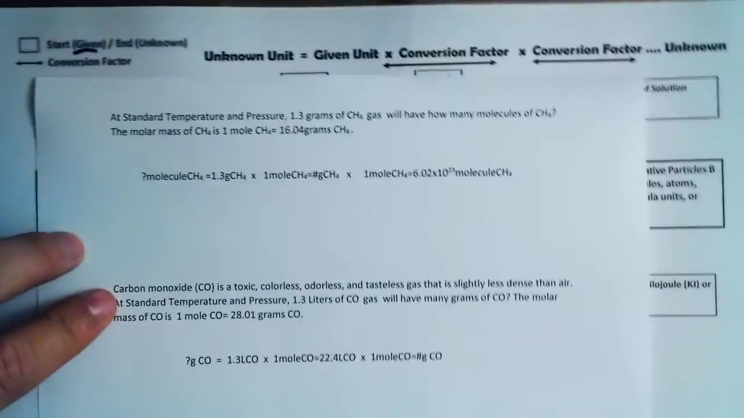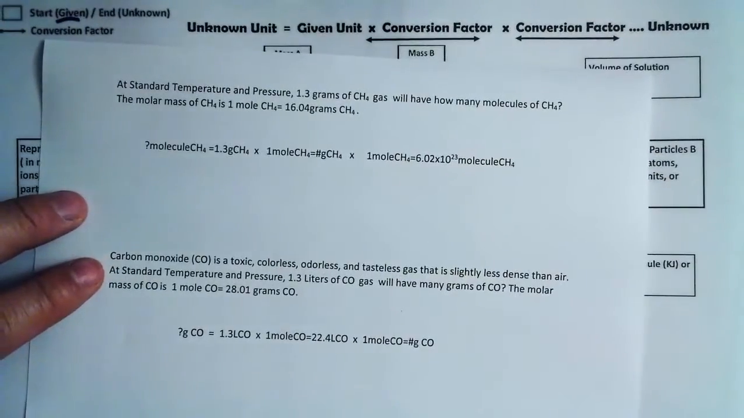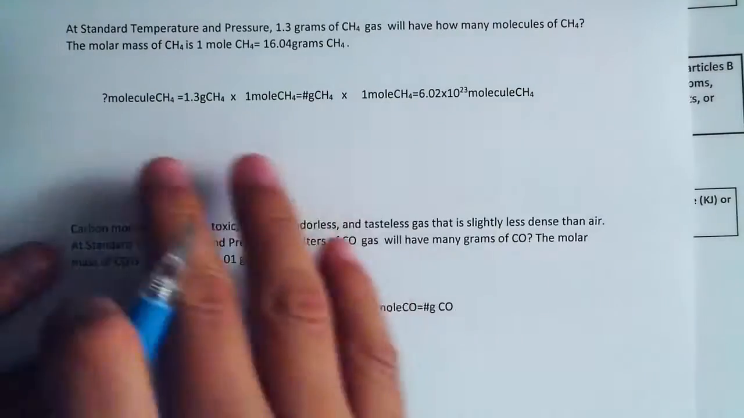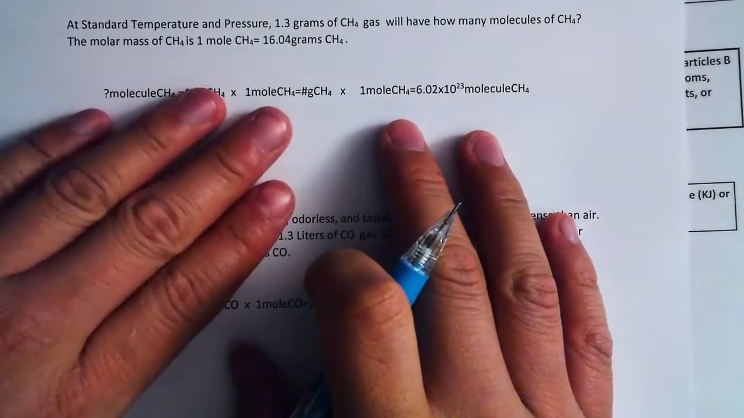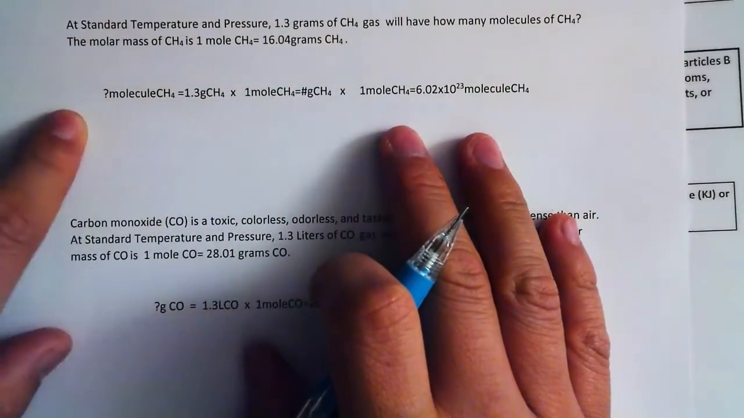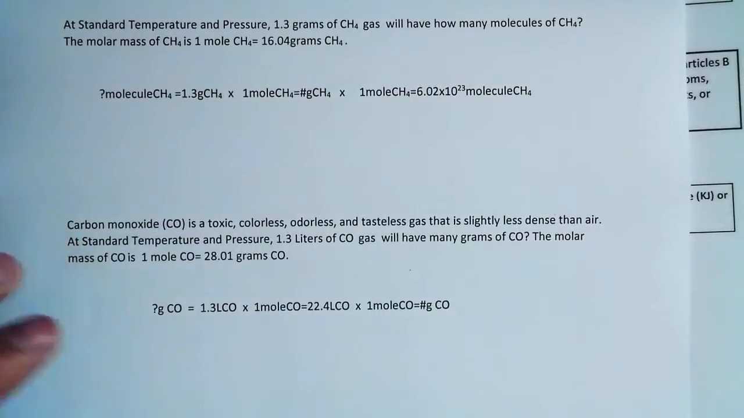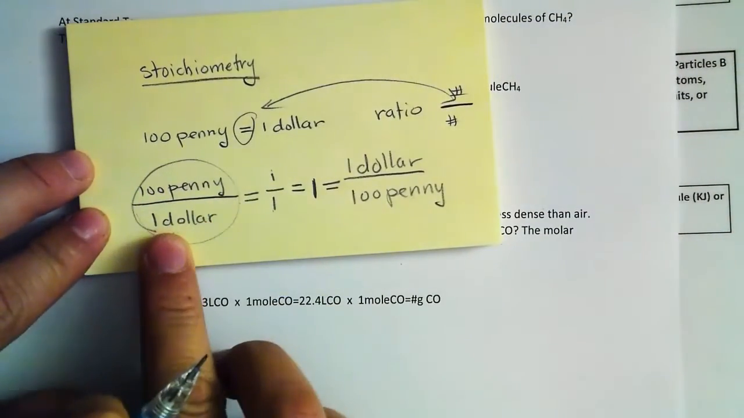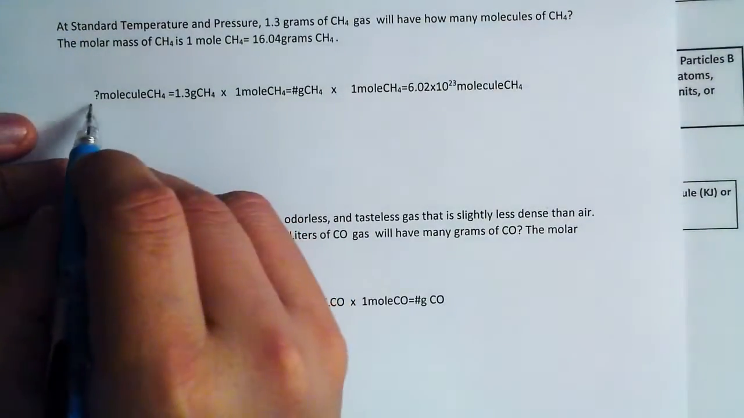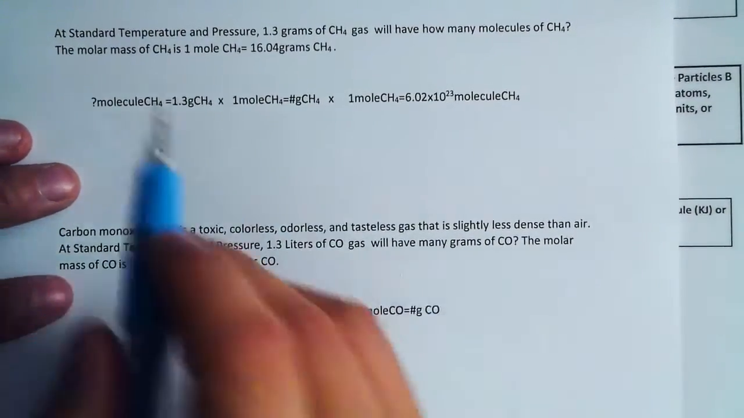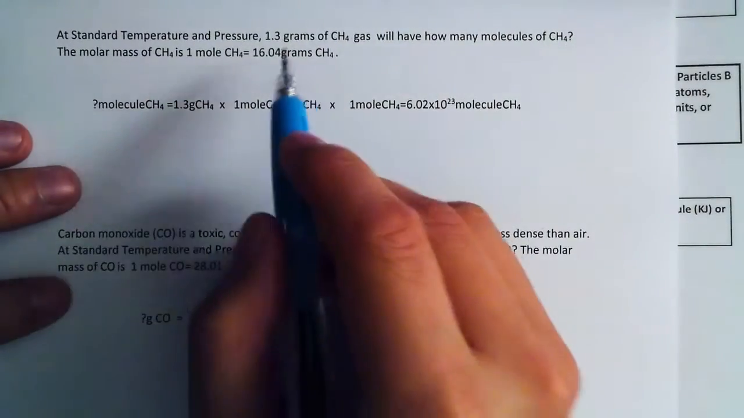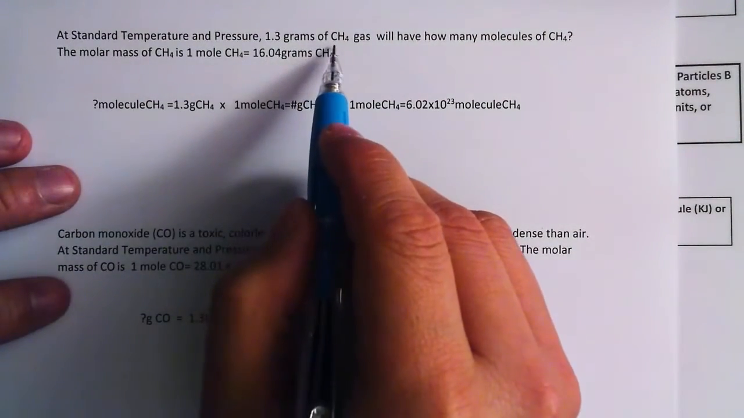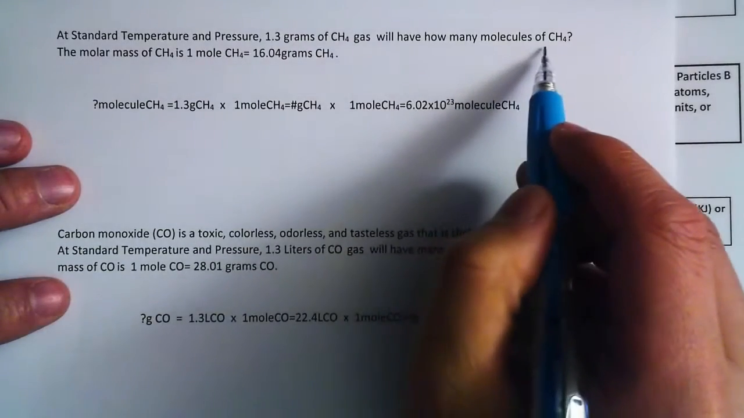So here is a problem that we've done so far in terms of setting up the flowchart. But the rest is that we had to plug this in a way that looks like this fraction so that we can solve for the unknown. Let's go back to this problem and read it together. At standard temperature and pressure, 1.3 grams of methane gas will have how many molecules of methane gas?